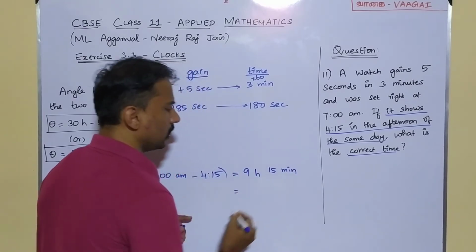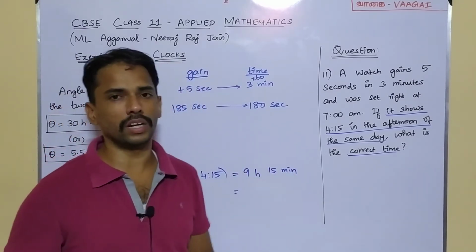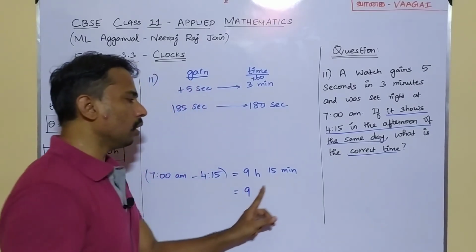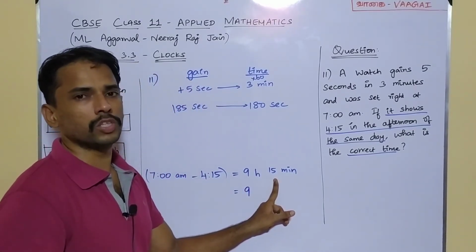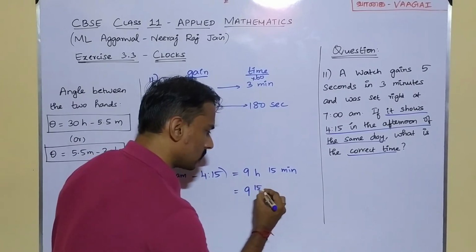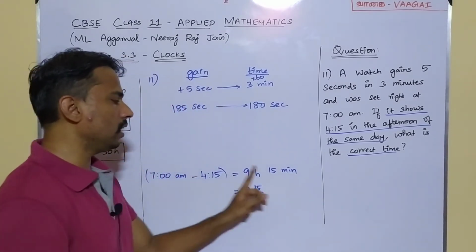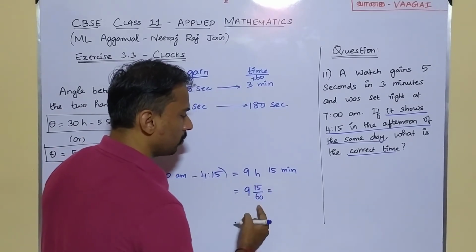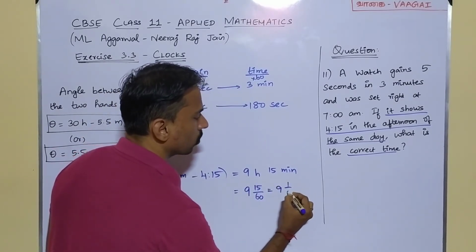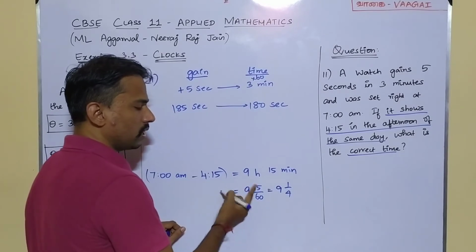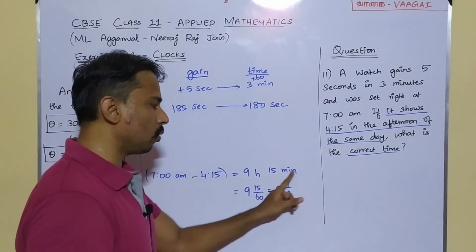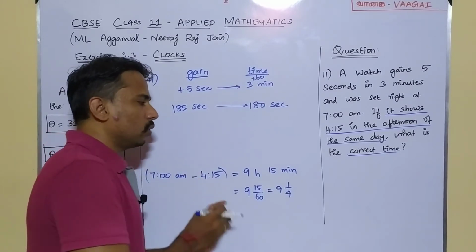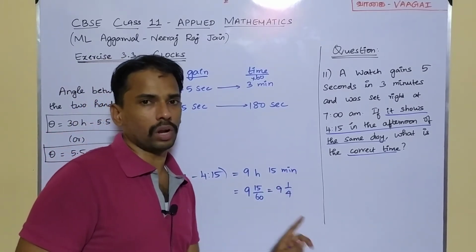Let me do one thing. I will write it in terms of a fraction, in terms of hours. So 9 hours, so 9. And what about these 15 minutes? These 15 minutes you can write as 15 by 60. Then I am writing the entire thing in terms of hours. So 9 and 15 by 60 will become 9 1 by 4, because I can cancel this 15 by 60. I can rewrite it as 9 1 by 4 hours. So that means up to this point, according to the gaining clock's calculation, it has run for 9 1 by 4 hours.